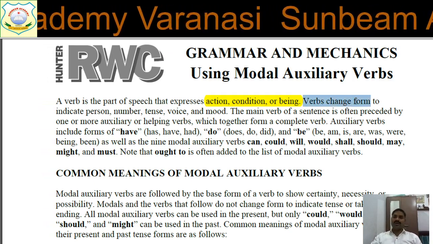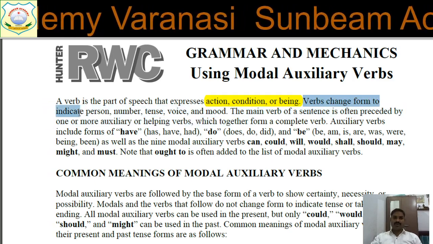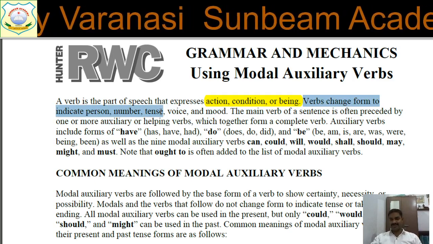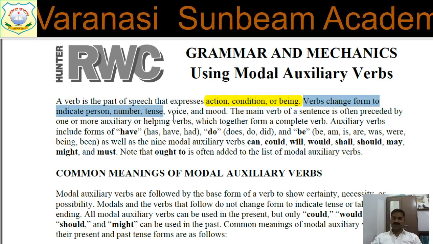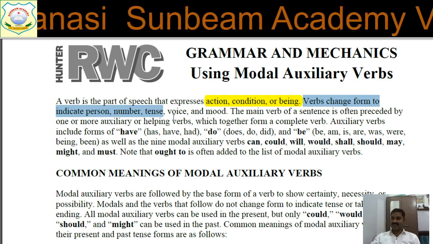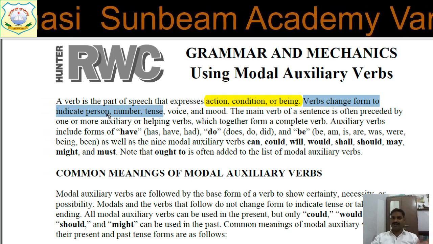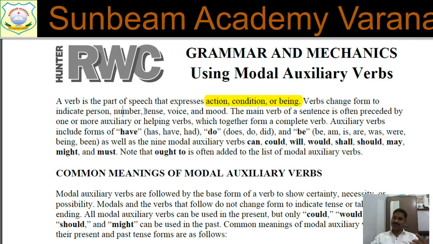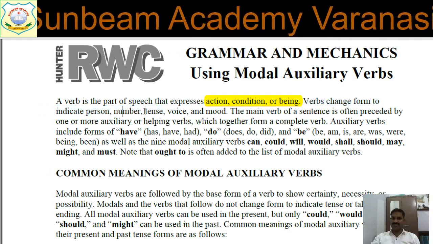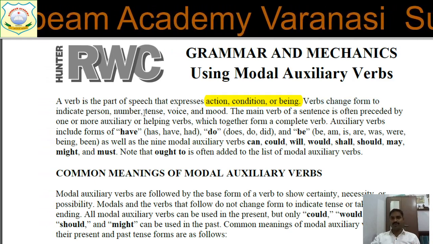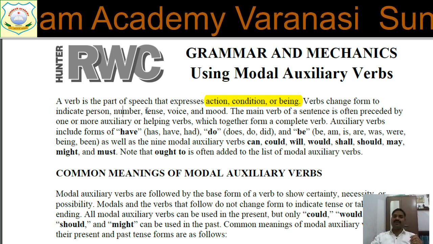Next is, verbs change form to indicate person, number, tense, that you have learned in subject verb agreement, children, that whenever the subject changes, the verb changes itself. If the person is plural, you will use a plural verb. If the number is many, meaning plural, you will use a plural verb as per the subject verb agreement. Singular subject is equal to singular verb and plural subject is equal to plural verb. You have read this.